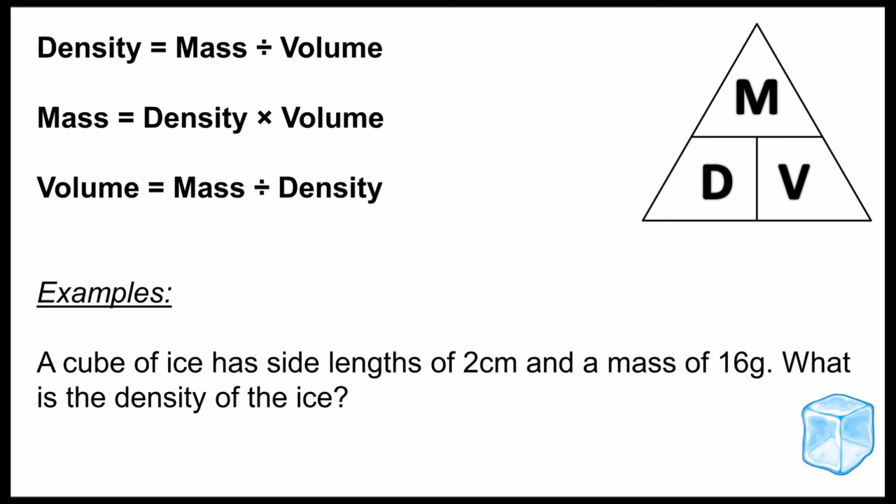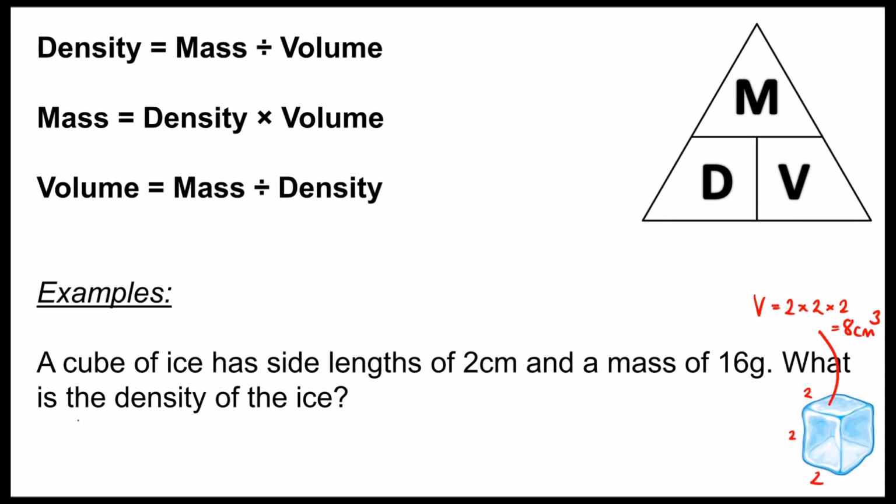So the first thing I want to do is use the fact that the side length is 2 to work out the volume. So we know it's going to be 2 by 2 by 2. Therefore the volume is going to be 2 times 2 times 2, which is 8 centimetres cubed.